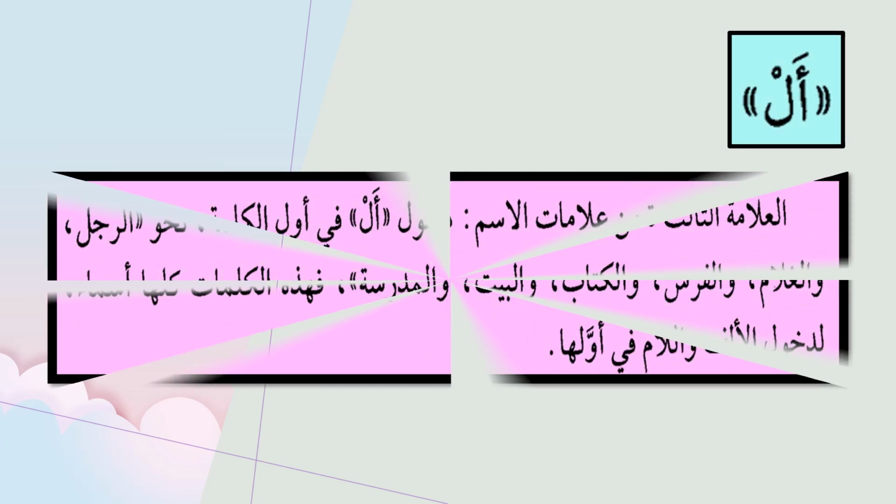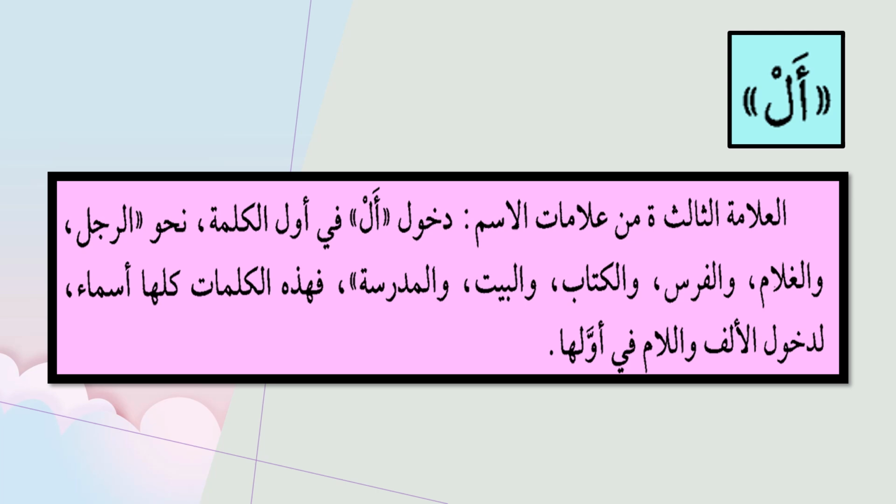The third sign, that is the lam at-tarif. So let's see and understand about the lam at-tarif. Up till now, we learned about two signs, that is the kasra, single kasra, and the tanween. Both of them were harakat, and both of them were found on the last letter of the noun. So what about lam at-tarif?